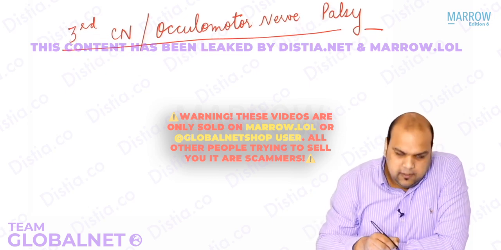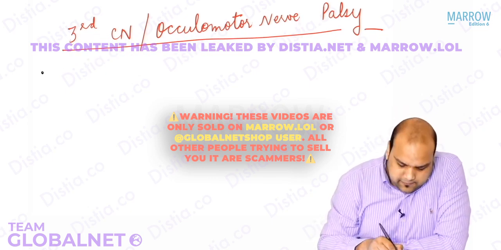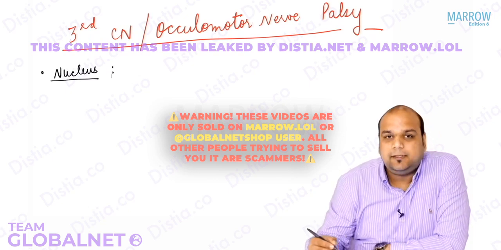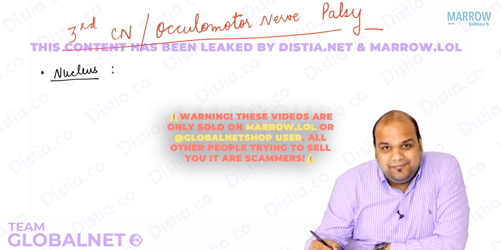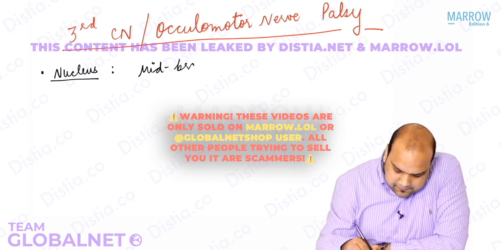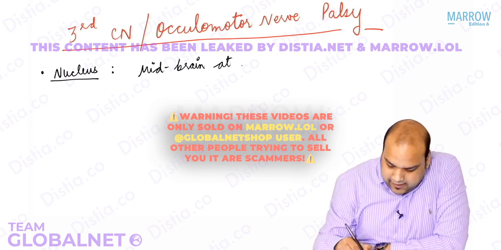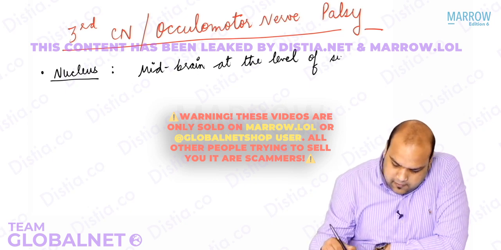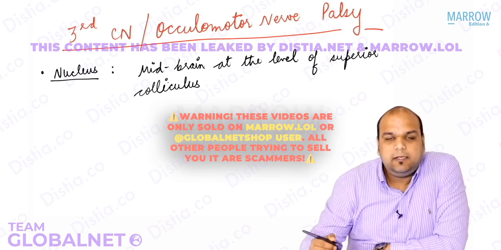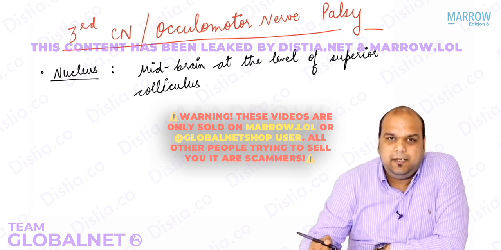Okay. Now, first of all, I'll just ask you a basic anatomy question. Where is the nucleus of 3rd cranial nerve situated? Yes, it is situated in the midbrain at the level of superior colliculus. The nucleus is situated in the midbrain at the level of superior colliculus.